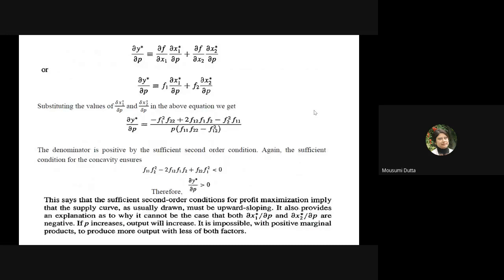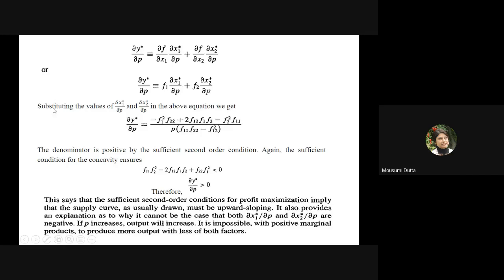Now, if I consider del Y star by del P, Y is a function of X1 and X2, and X1 and X2 are functions of P. So again, we will consider the chain rule, function of function. So del Y star by del P is equivalent to del F by del X1 into del X1 star by del P plus del F by del X2 into del X2 star by del P. Now, del F by del X1 can be expressed as F1, whereas del F by del X2 can be expressed as F2.